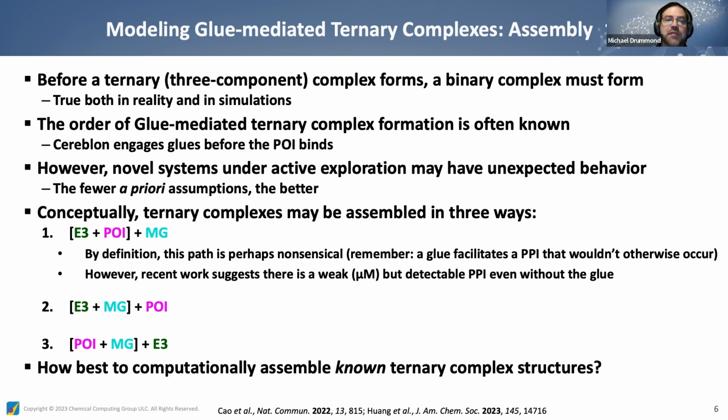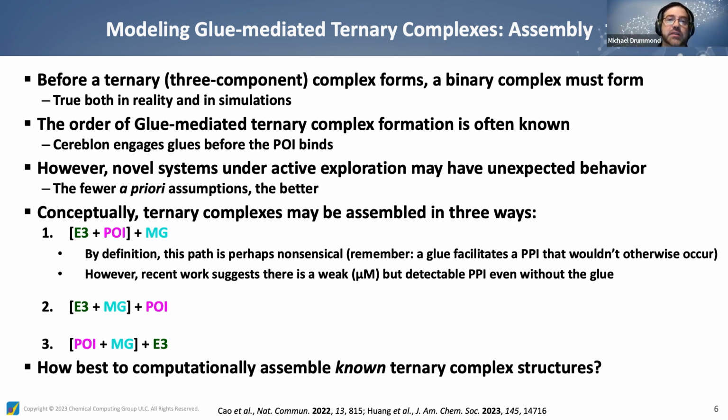And so before those 3 components come together to form a complex, a binary complex has to form first. This is true both in reality as well as if we're looking to simulate the situation. Very often we know the order of events that happens. For example, with cereblon, we know that the glue first binds to cereblon and then the POI comes in. However, we maybe shouldn't make so many assumptions if we're looking at novel systems involving enzymes or proteins beyond cereblon.